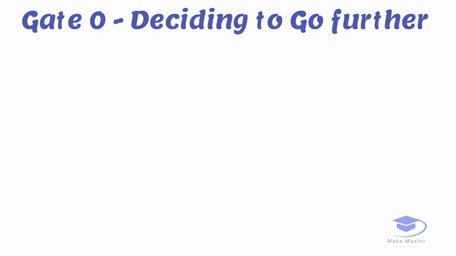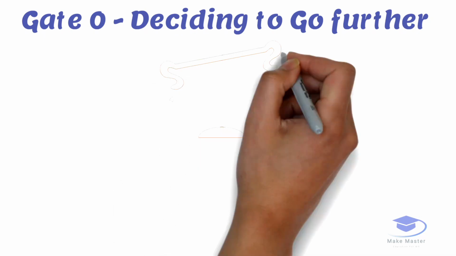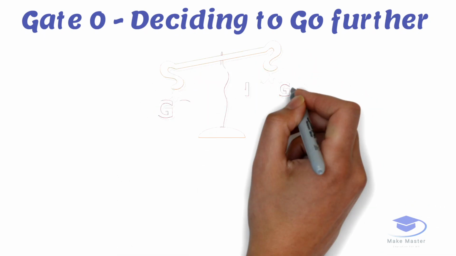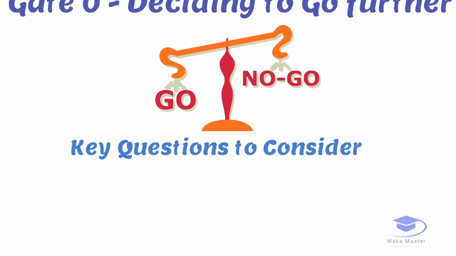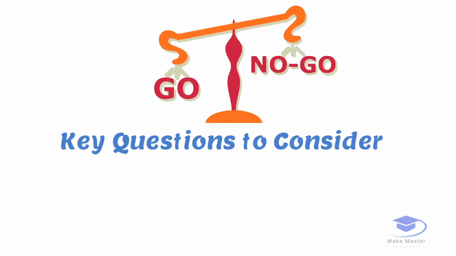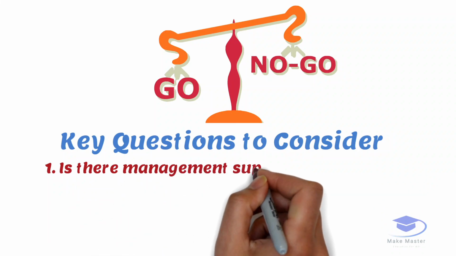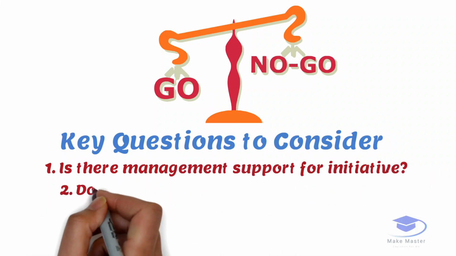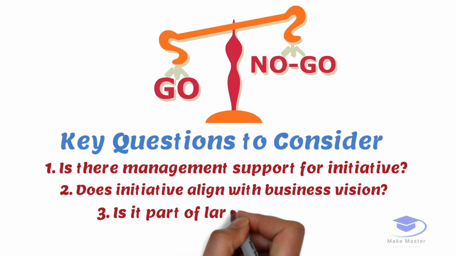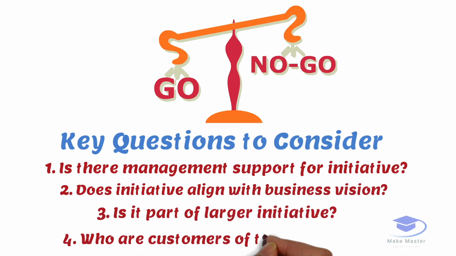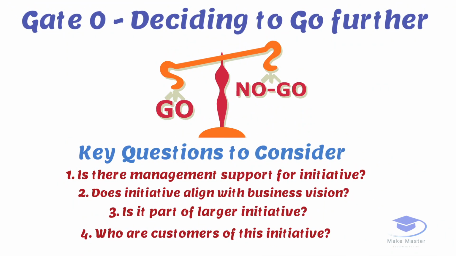Gate 0, the deciding factor, is deciding whether to go further with this project or not. So here the decision is go or no go. The key questions to consider here are: Is there management support for this initiative? Does the initiative align with the business vision? Is it part of a larger initiative? Who are the customers of these initiatives? These are all the key questions that we need to ask to go further.